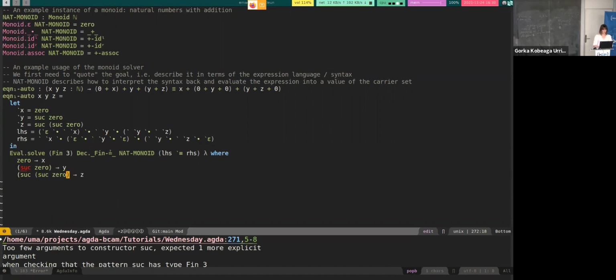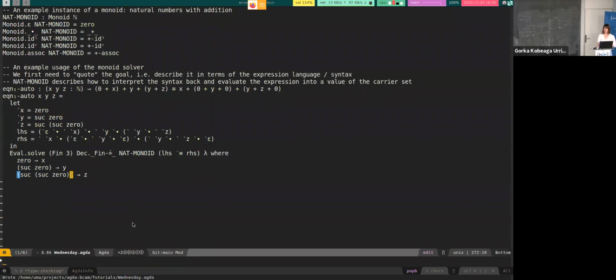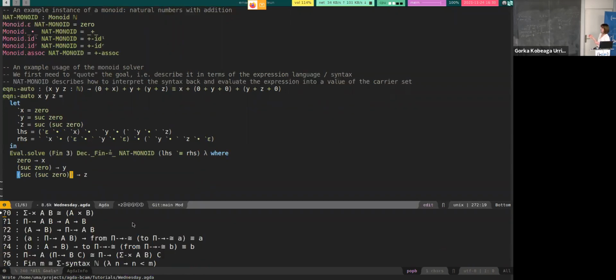And now it succeeds because Agda doesn't complain, basically. So if Agda doesn't say anything, then it's all good.